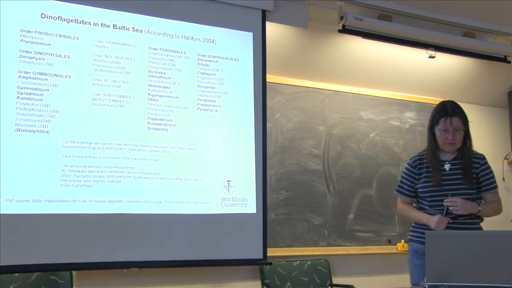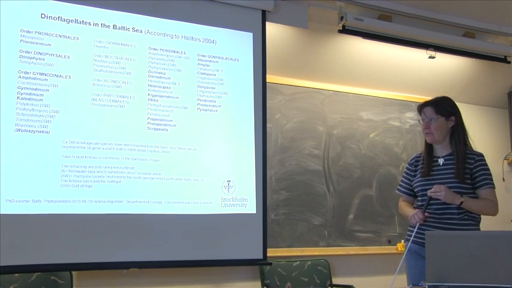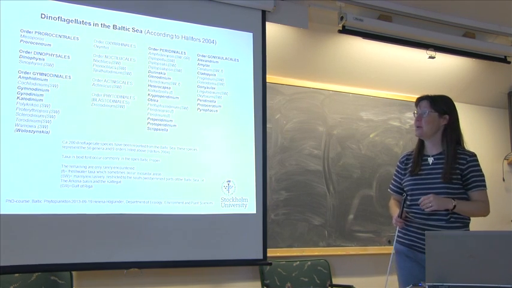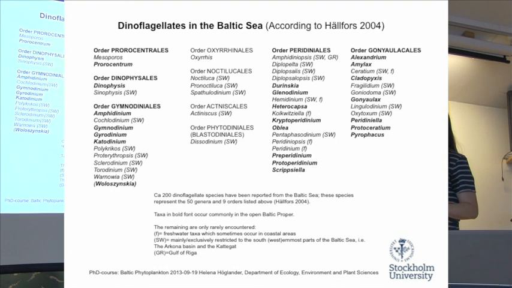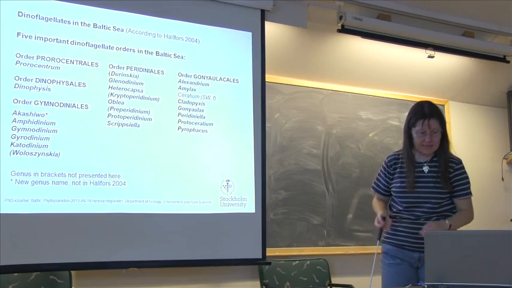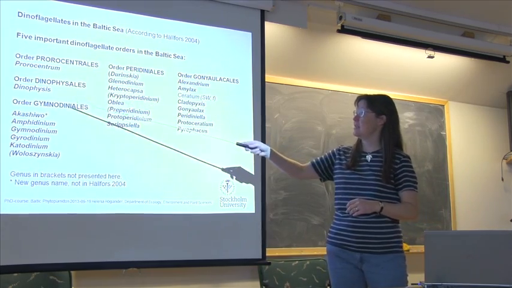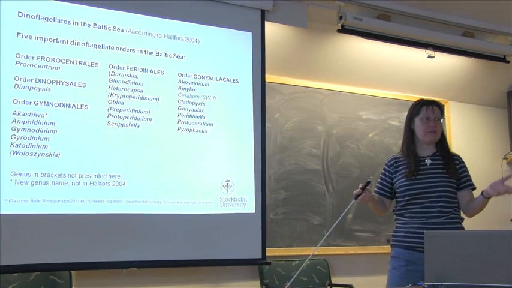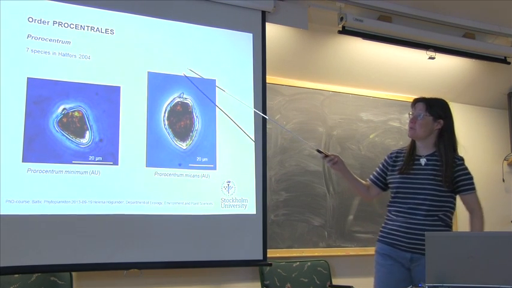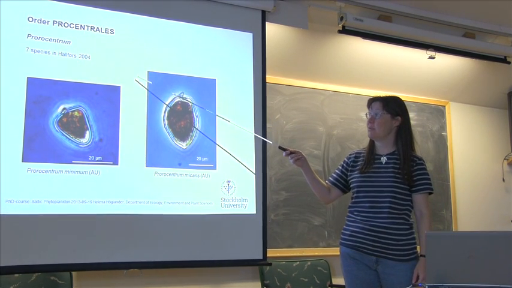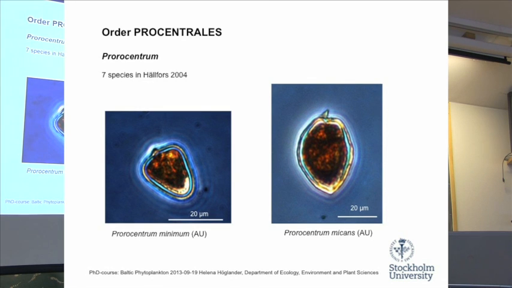And there are a lot of different orders. This is just for information for you, but we will look more at the most important orders for the Baltic, and it's these 5. And I just want to show you how different they can look. And firstly, we have the Prorocentrales and the genus Prorocentrum. Two common species are Prorocentrum minimum and Prorocentrum micans.